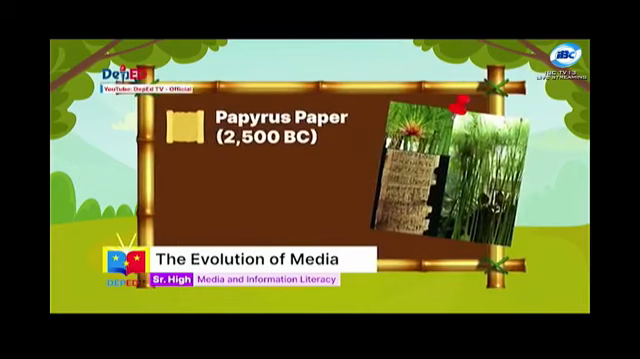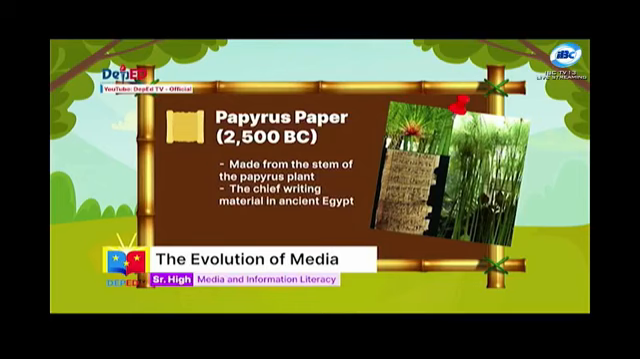The papyrus paper was used in ancient Egypt in 2500 BC. According to Encyclopedia Britannica, the ancient Egyptians used the stem of the papyrus plant to make paper. Paper made from papyrus was the chief writing material in ancient Egypt. It was later adopted by the Greeks. It was used extensively in the Roman Empire.